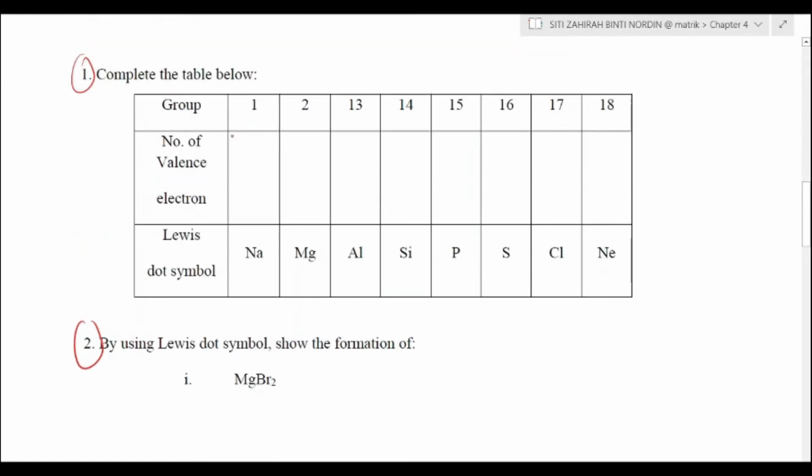So for the first question, I'll just do the first 3. So the valence electron for 1 would be 1, for 2 would be 2, and 3 would be 3. So the Lewis dot symbol would be 1, 2, and 3. Okay. You continue the rest on.